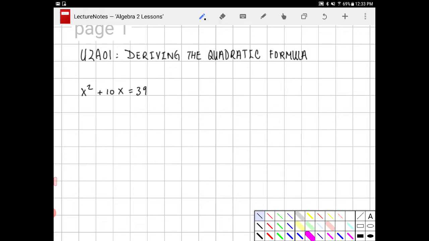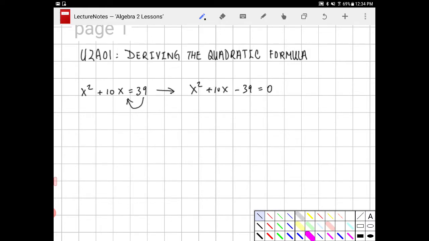What we're going to try and do is come up with a formula that we can isolate x with, okay? Rather than having to go through the process of completing the square over and over and over again, we are just going to apply the process of completing the square once, and then it will be universally applicable, okay? So what we're going to do is bring over the 39 to the other side, so we have something like this.